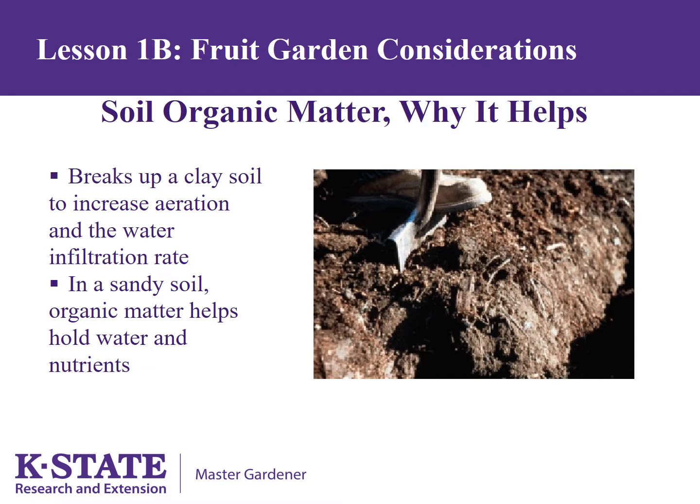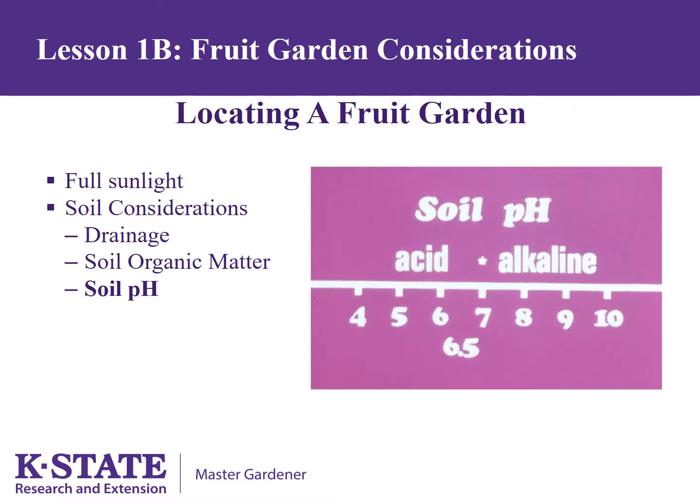The water infiltration rate is a measure of how quickly rain or irrigation can soak into a soil. If the infiltration rate is low, rain may run off rather than soaking into the soil. In a sandy soil, organic matter acts as a sponge and holds water and nutrients. Soil pH must be in a certain range in order for plants to grow well. So what is pH and why is it important?